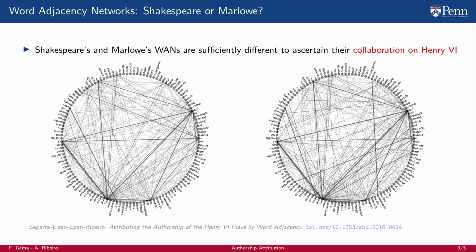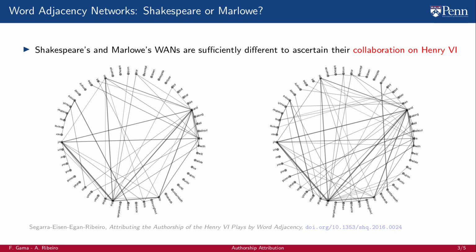The fact that different authors use different pairs of words leads to different WANs for different authors. Here we see the one for William Shakespeare on the left, and the one for Christopher Marlowe on the right. We see that these WANs are sufficiently different to ascertain their collaboration on the play Henry VI. Specifically, in the play Henry VI, there were acts written by Shakespeare and acts written by Marlowe, showing that it was not all written by Shakespeare as was once thought.